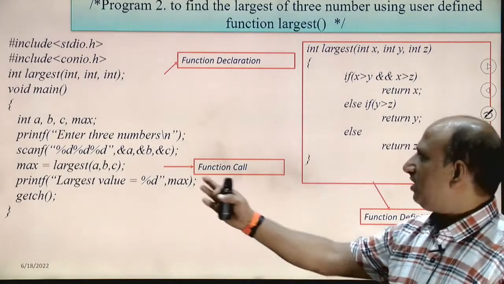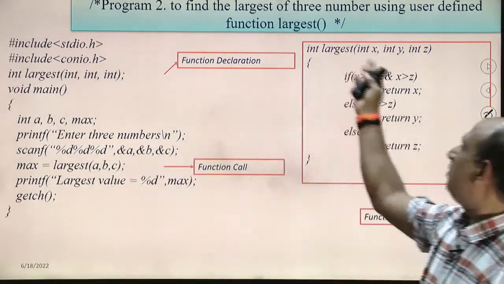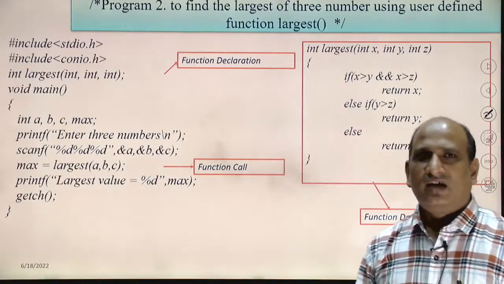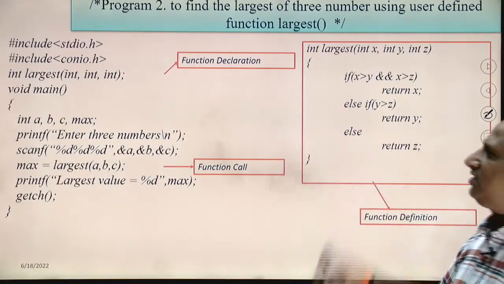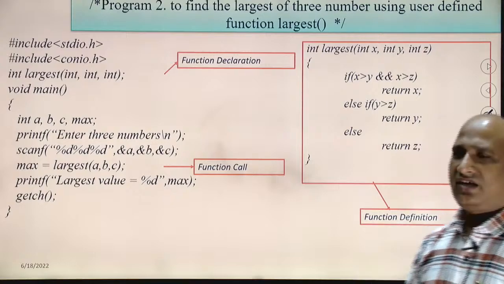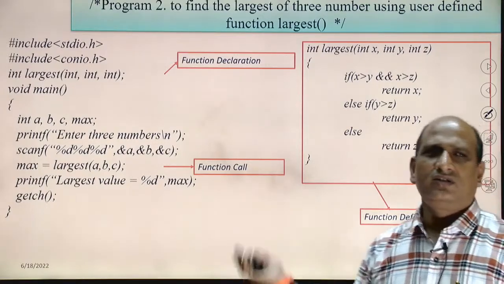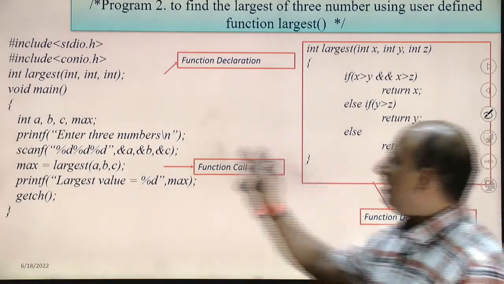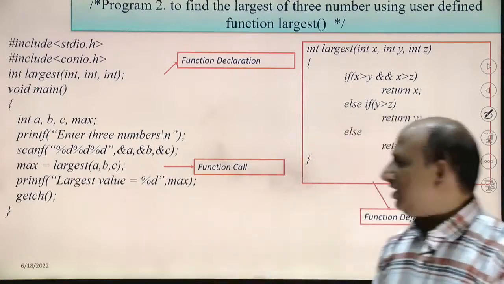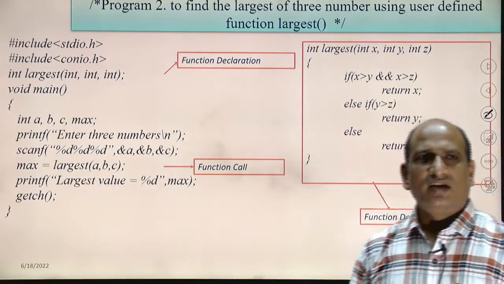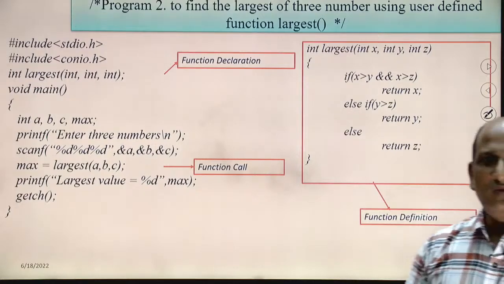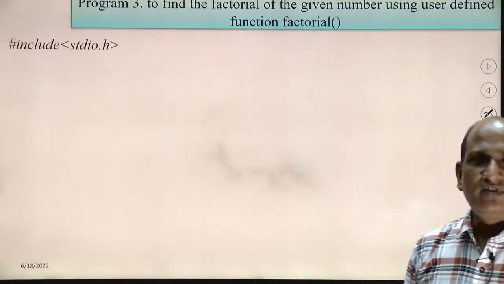The actual parameters a, b, c are copied to the formal parameters x, y, z, and it finds the greatest among those x, y, z, and the largest value is returned, which is assigned to the max variable, and that has been printed. This way the jump of control happens during function calling.